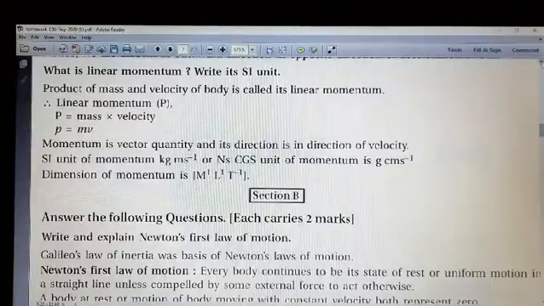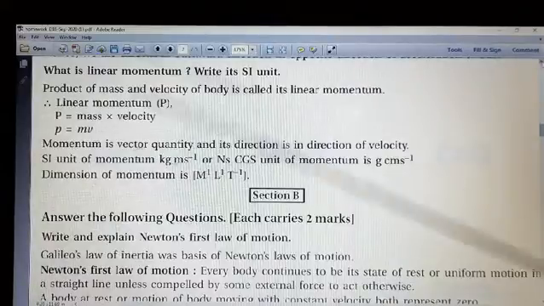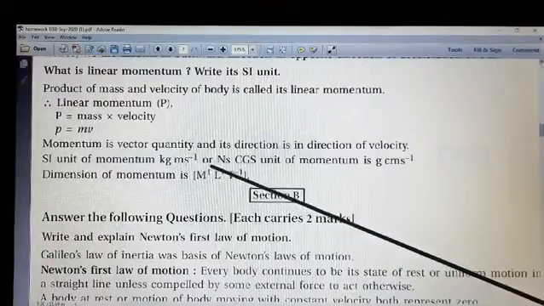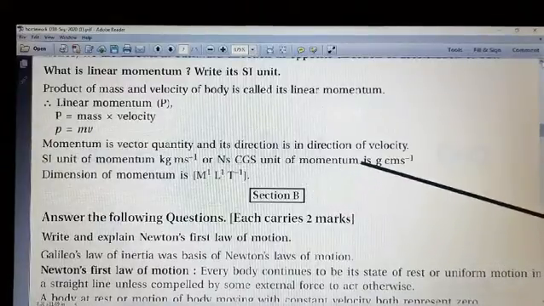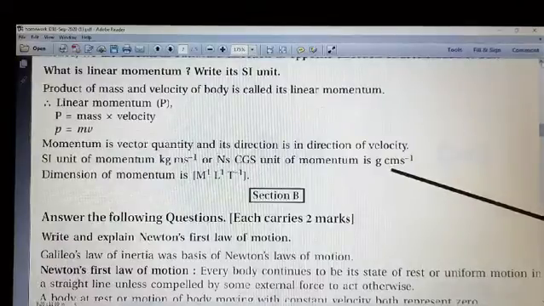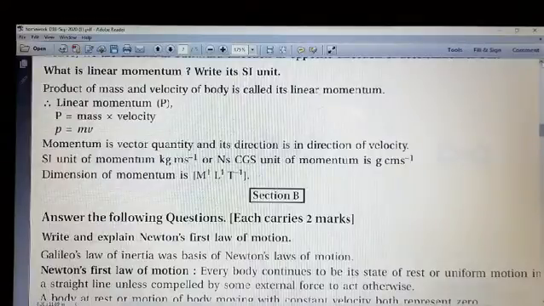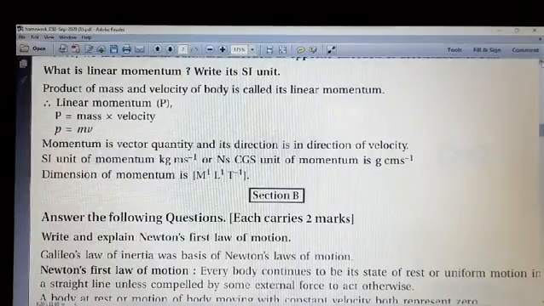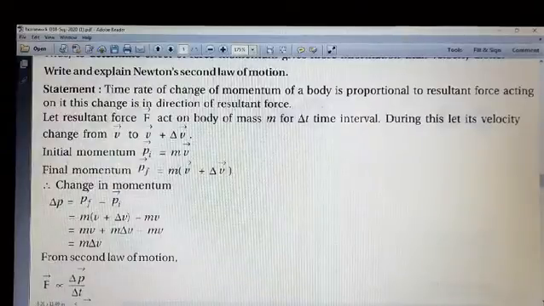Momentum is a vector quantity and its direction is in the direction of the velocity. The SI unit of momentum is kg meter per second or Newton second. And the CGS unit of momentum is gram centimeter per second. Friends, in chapter 2, we learned the dimension formula for momentum is M^1 L^1 T^-1.